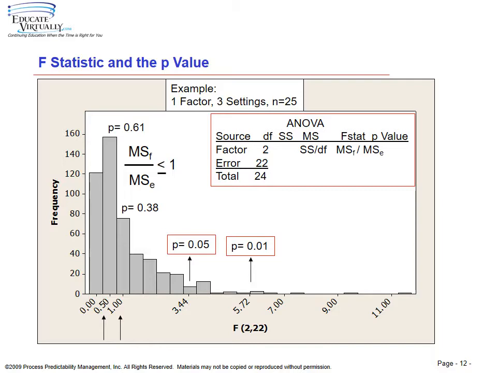So as our F statistics decrease, we see that the p-values increase. But as our F statistics increase, then we see that our p-values continue to get smaller and smaller, thus driving up the confidence that we have that there is a difference when we changed between settings for the particular factor that we were studying. Well, that's where the p-values come from, and they're based on the F distribution.